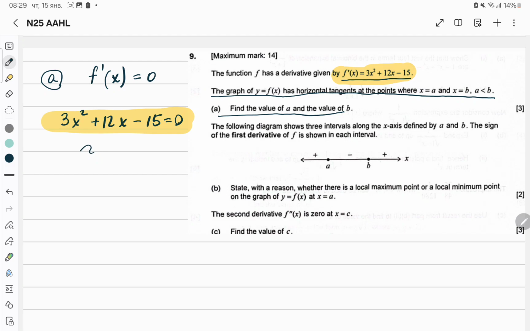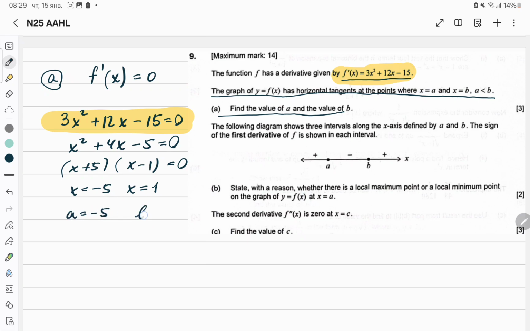Okay, now let's solve this equation. We can divide everything by 3, for example. x squared plus 4x minus 5 is equal to 0, and then factorize: (x plus 5)(x minus 1). So x is equal to negative 5 and x equals 1. So this is actually a and b, right? So a is equal to negative 5 and b is equal to 1. That's how you will get the first 3 marks.